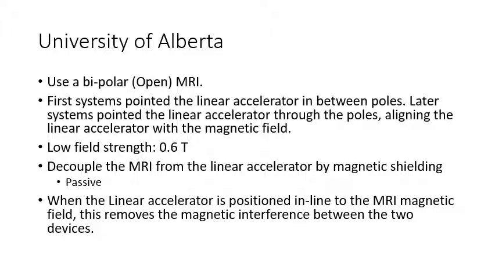The third system described in this lesson was developed at the University of Alberta. It uses a bipolar magnet, which is an open MRI system. The first systems pointed the linear accelerator in between poles. Later systems pointed the linear accelerator through the poles, aligning the linear accelerator with the magnetic field of the poles. It uses a relatively low MRI magnetic field of 0.6 Tesla.